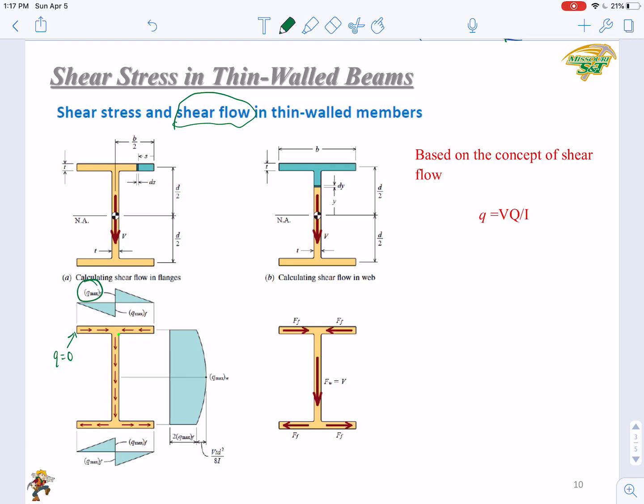And then along the web, you can see that the Q values will start from a minimum value and then keep increasing towards the centroid. Then it will achieve the global maximum value of Q at the centroid. Those are the distributions of the Q. And if you want to calculate the forces, as shown here, you will have these flows along the flanges and the web.